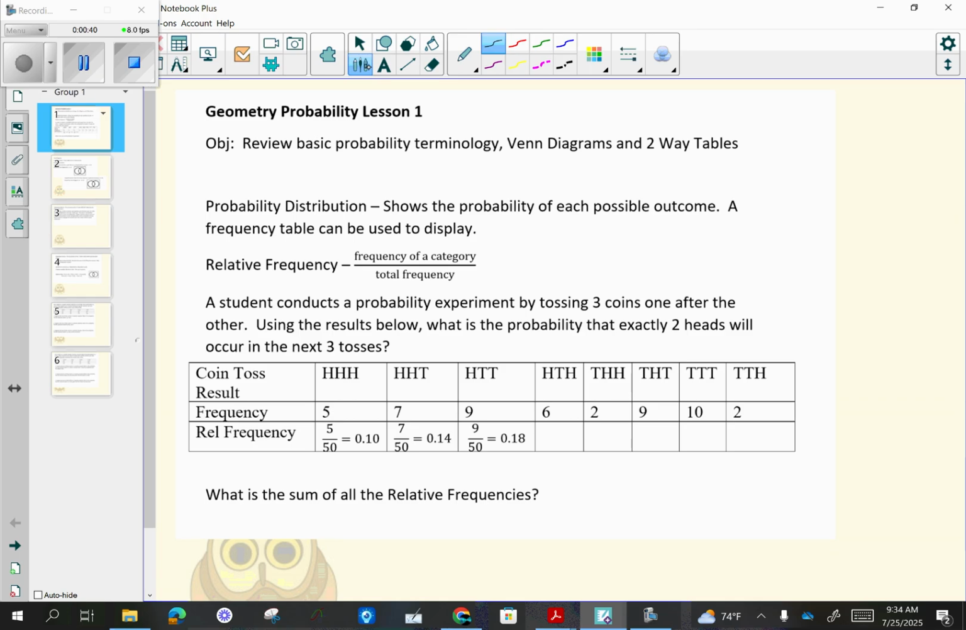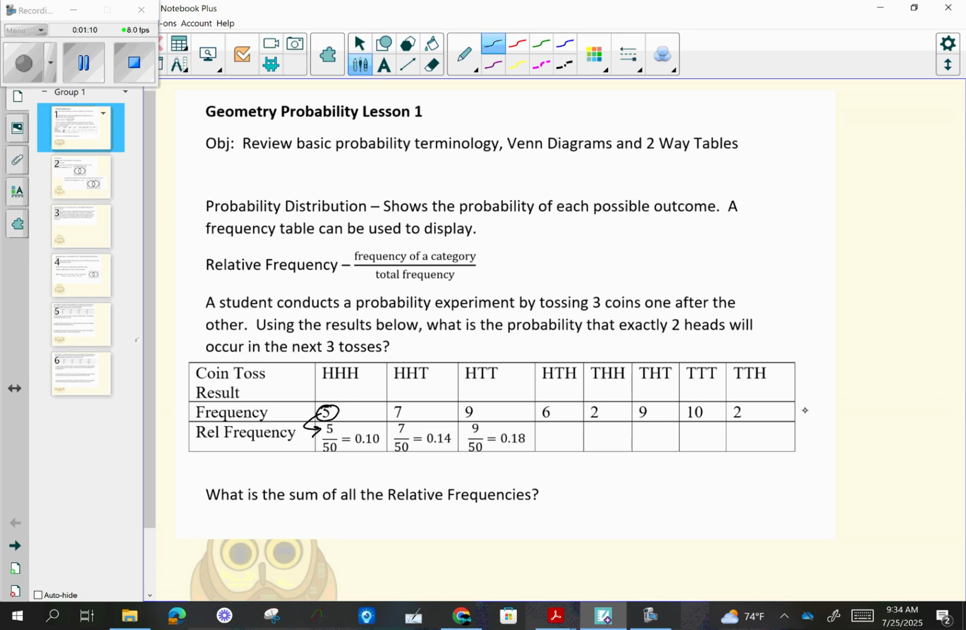In this next example, it tells us a student conducted a probability experiment by tossing 3 coins one after another. Using the results below, what's the probability exactly 2 heads will occur in the next 3 tosses? So in order to do that, we need to look at the probability distribution and fill in those other relative frequencies. Finding relative frequencies, again, is the frequency of the category. So in this HHH category, it happened 5 times, and we want that out of the total frequency. And I've counted it out for you.